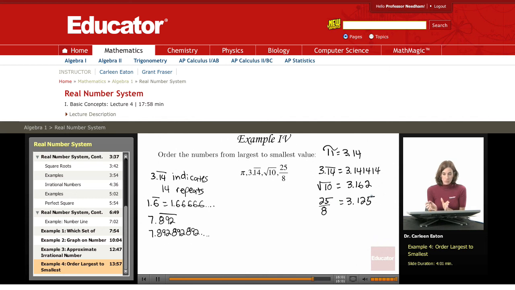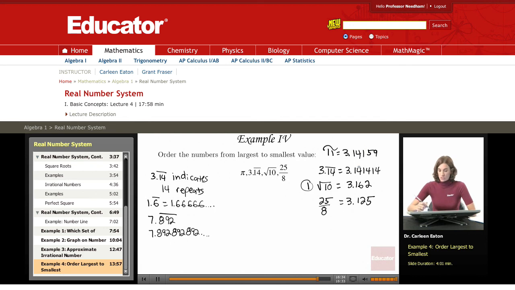So I start out, and I want to look for my largest number. Well, square root of 10 is my largest number. Okay? Second largest. Well, this is 3.14, but I don't know what comes after. And since this is 3.14 up to the hundredths place, I can't really compare them unless I take pi out to a farther value. So I have pi is 3.14159. That allows me to compare them.